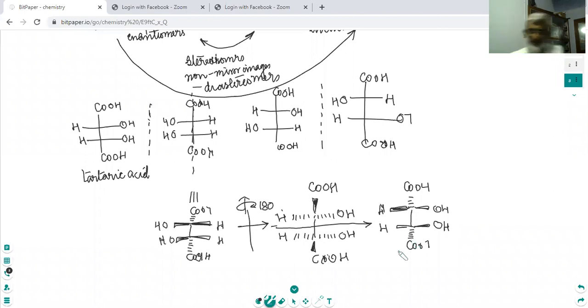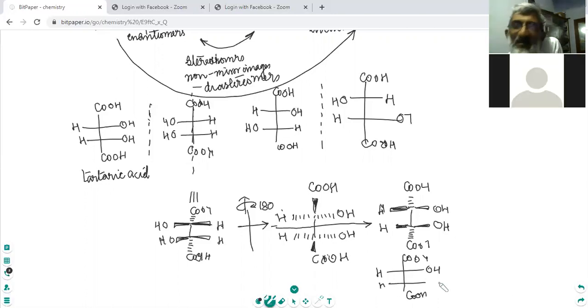Right. Now compare. Now draw the Fischer projection. This is exactly the Fischer projection of the molecule. You can see vertical bonds are backside, horizontal bonds are towards you. So you can draw this way. H, OH, COOH, COOH, H, and OH. See this?